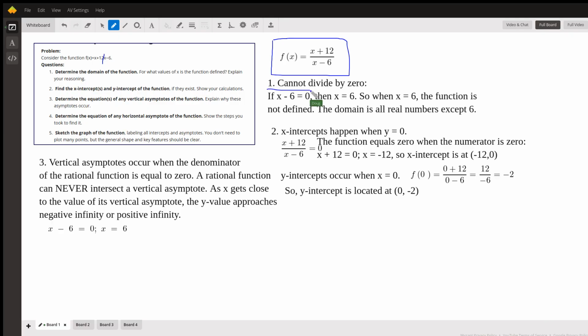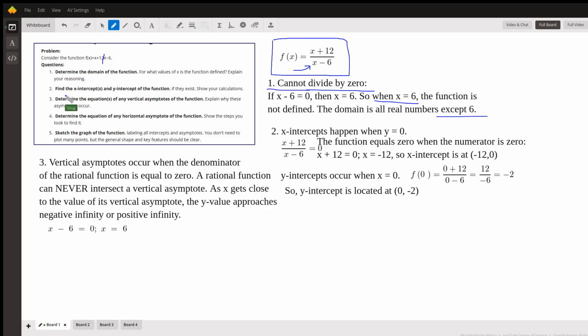And the key is, for rational functions, you cannot divide by 0. So the numbers that we're not allowed to put in for x are numbers that make the denominator equal to 0. So if x minus 6 equals 0, then x equals 6. So when x equals 6, the function is not defined. So the domain is all real numbers except 6. And you can use interval notation or set builder notation to specify that domain.